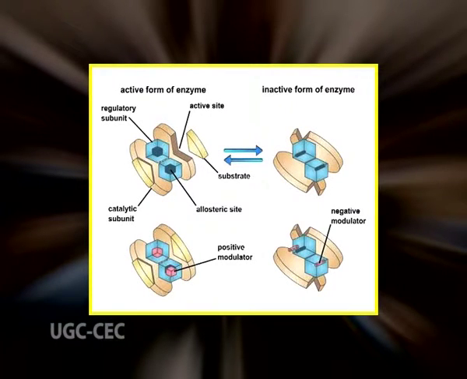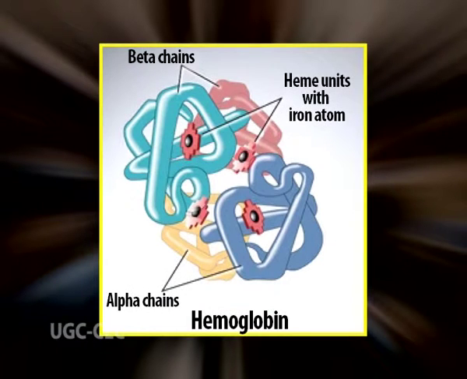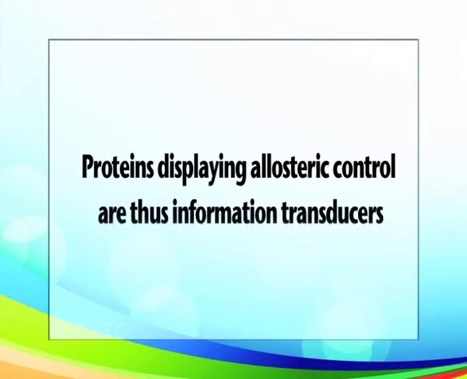Allosteric proteins contain distinct regulatory sites and multiple functional sites. For example, the oxygen-carrying protein hemoglobin. The binding of molecules at sites distinct from the active site triggers conformational changes that are transmitted to the active site. Proteins displaying allosteric control are thus information transducers. Their activity can be modified in response to signal molecules or to information shared among active sites.